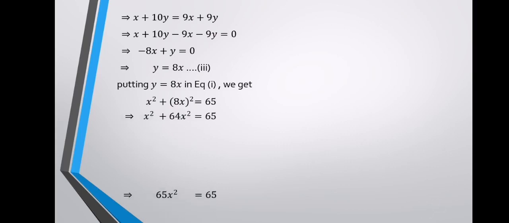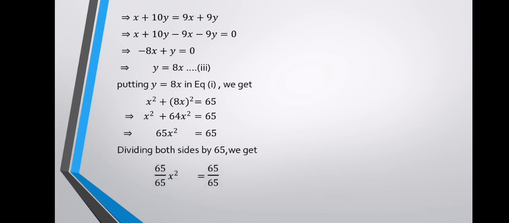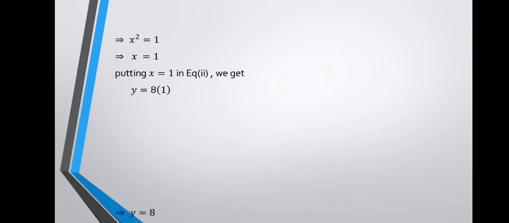We will get 65x square is equal to 65. Dividing both sides by 65, we just get x square is equal to 1. Now taking square root on both sides, we will just get x is equal to 1. So putting x is equal to 1 in equation number 2, we will just get the value of y, that is y is equal to 8 into 1 is equal to 8.